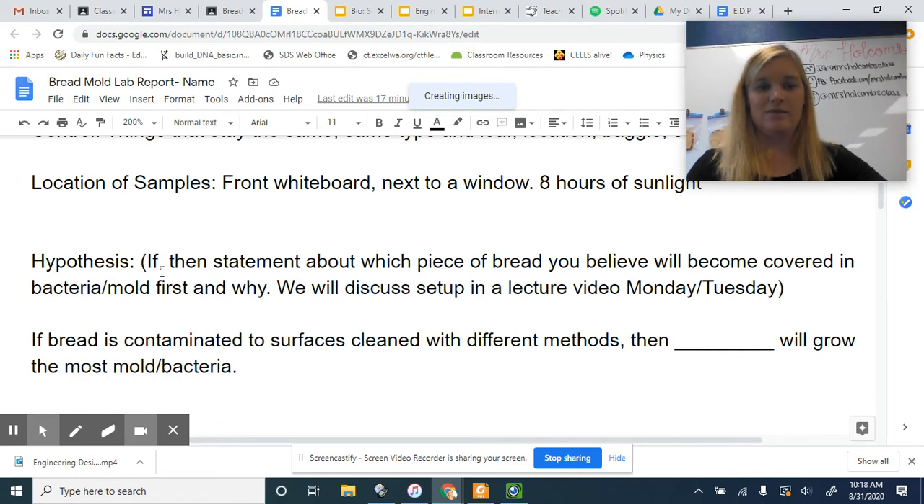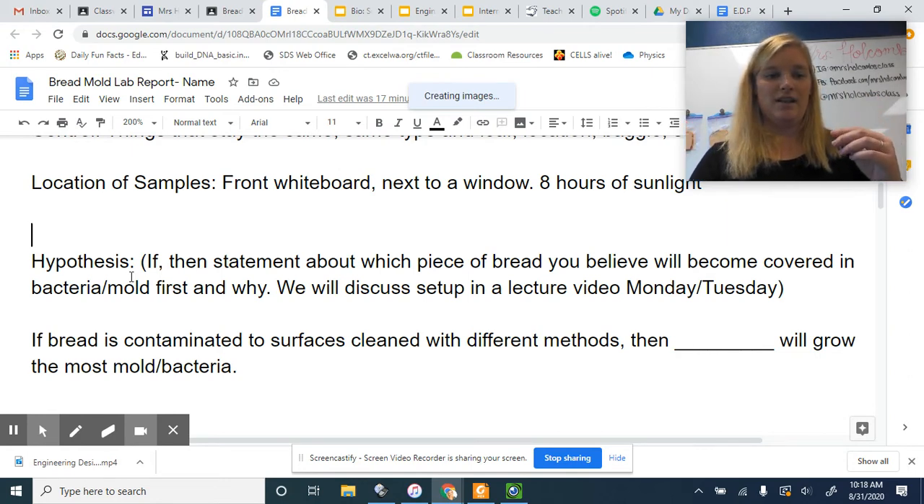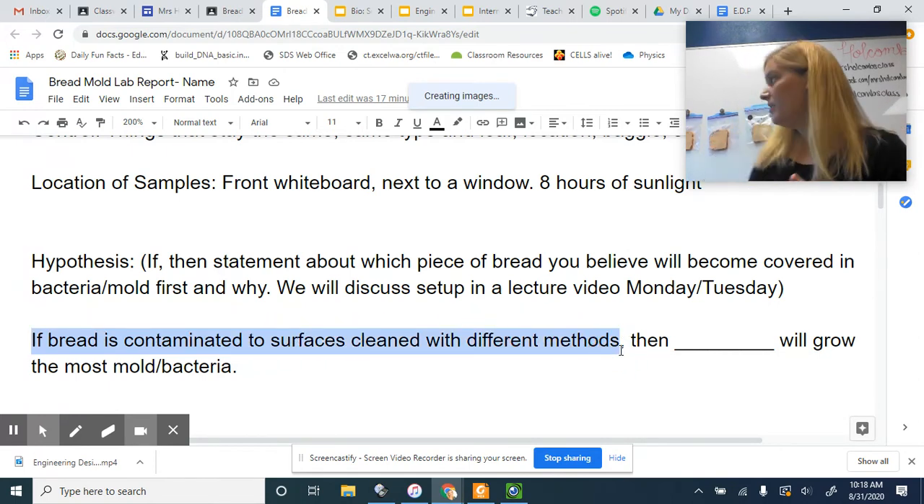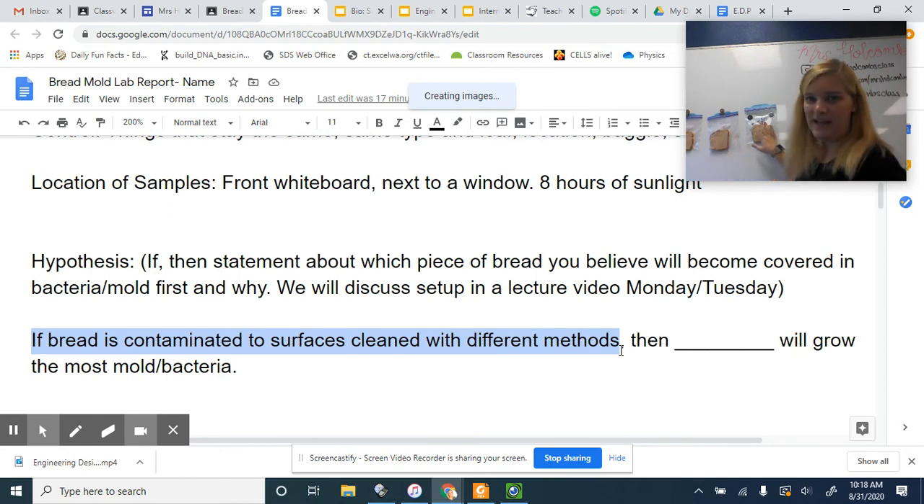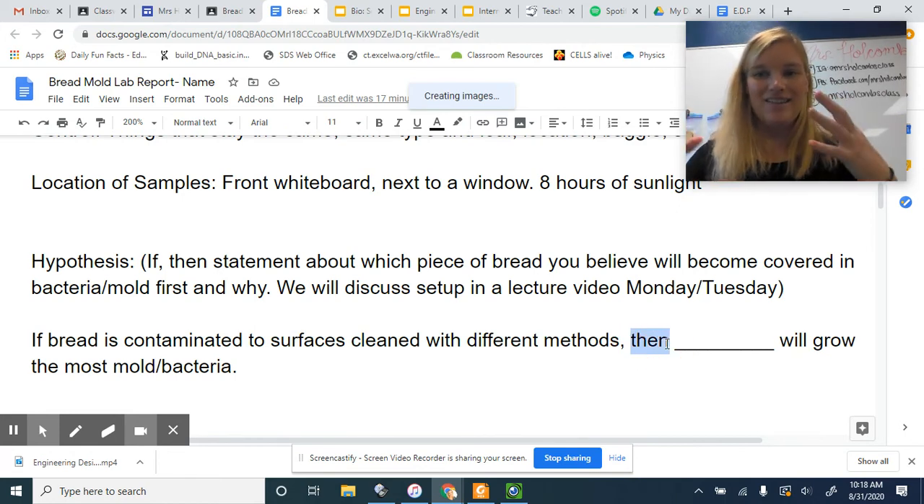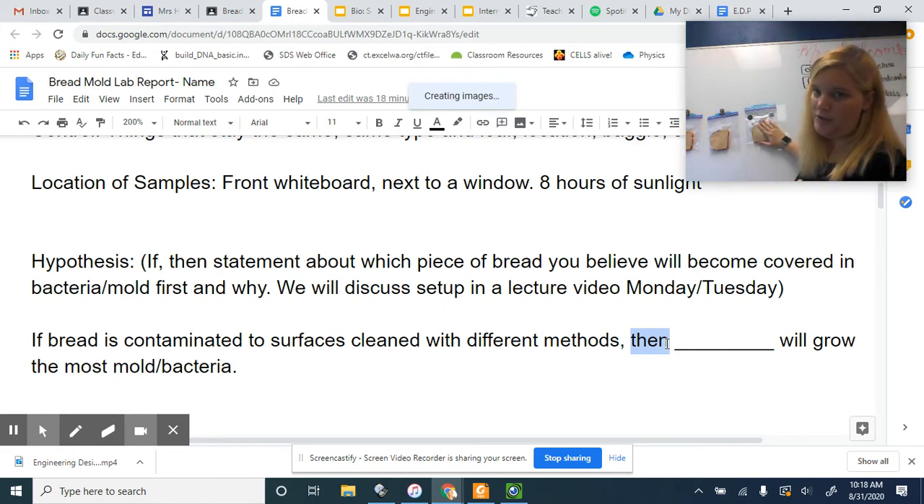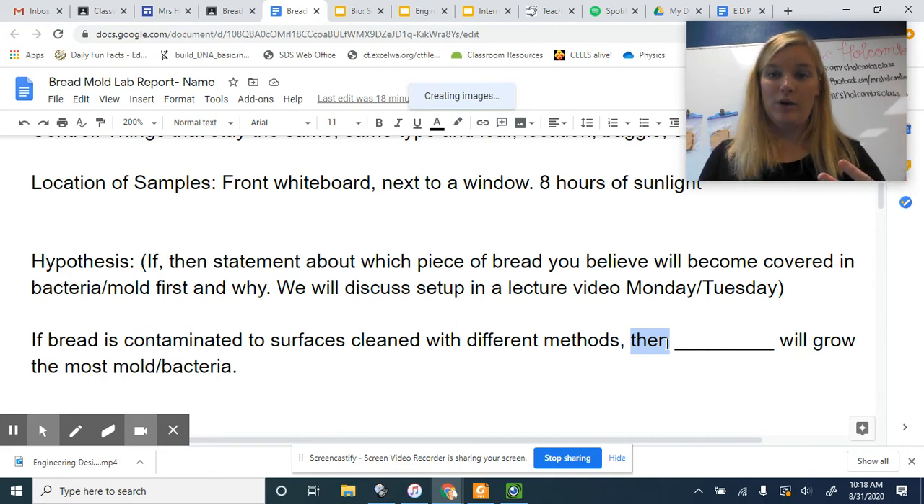Then our hypothesis is always going to be an if-then statement. And your if part is setting up a summary of what the experiment is covering. So we're saying, if bread is contaminated to surfaces cleaned with different methods, which is my hand on the no wash and my hand with sanitizer, then, and here's where you pick a winner, so then this one will grow the most mold and bacteria. So maybe you think the sanitizer is going to grow the most mold. You would say then the sanitizer bread would grow the most mold. Or you can say the sanitizer bread will grow the least mold. But you're going to pick which one you think is going to either be the most effective one way or another, so that we can take that information and compare it at the very end.